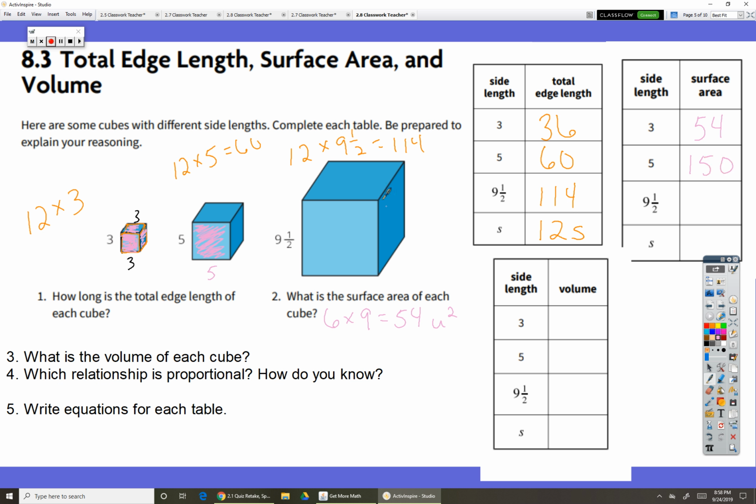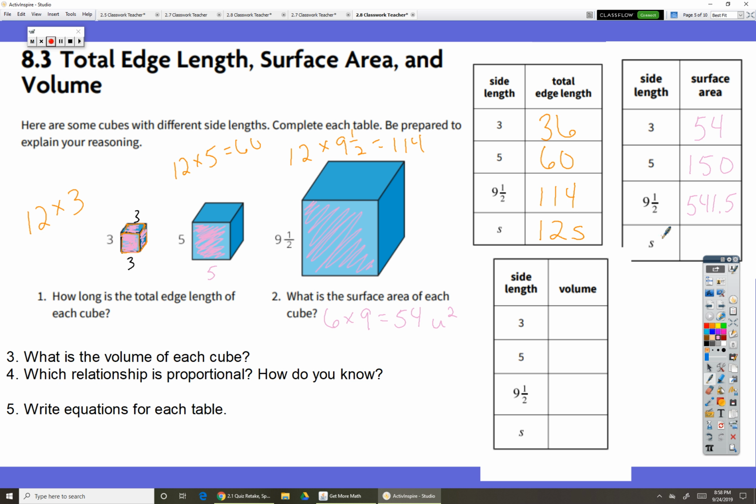For the large cube, each side is 9.5 units long. I'm going to find the area of the front face and then multiply times 6 since there are 6 faces. So 9.5 times 9.5 gives me the area of the front face, which is 90.25 square units. I'll multiply that times 6 and I get 541.5.